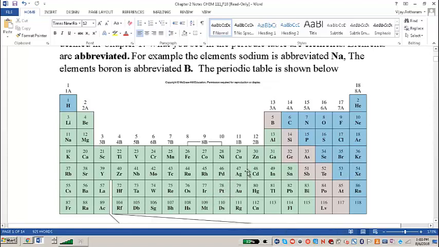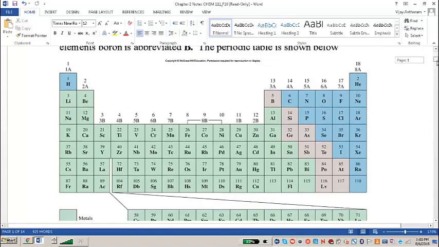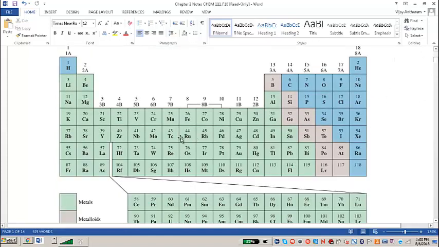Right? So since I've been doing it for a couple of years, I kind of know a lot of these by heart, but some of them I don't know. Like I don't know what this is. I definitely don't know what these bottom guys are. But some of them I do know. Again, get a good periodic table that gives not only the elemental symbols, but the elemental names.